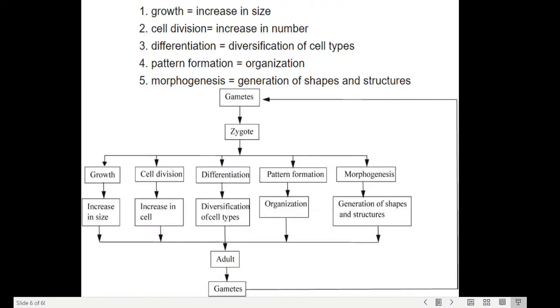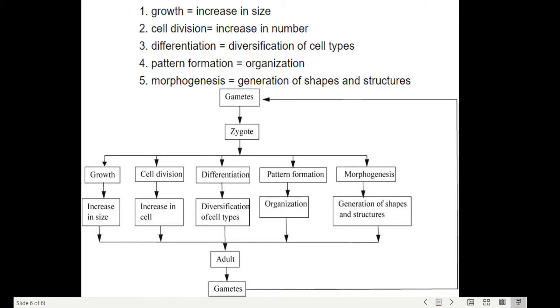Okay, now this is the five thumb rules of cell developmental biology. Everything is explained with these five points alone. The first one is growth. Growth helps to increase the size of the cell. Another one is cell division, which increases the count of the cells. The third one is differentiation, the differentiation of cell types.